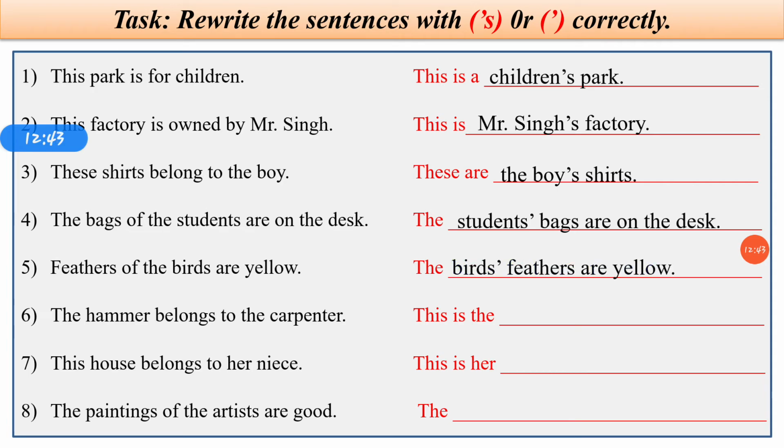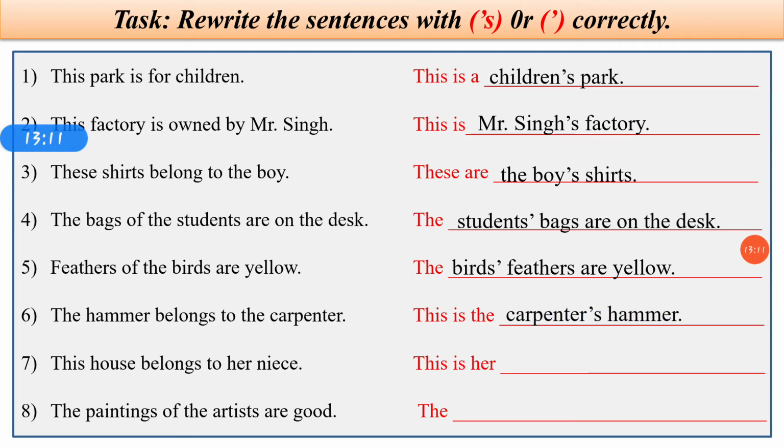Feathers of the birds are yellow. Can be written as, the birds' feathers are yellow. Again, we add only apostrophe to the plural noun birds. The hammer belongs to the carpenter. To show the possession of the hammer, we can write it as, this is the carpenter's hammer.